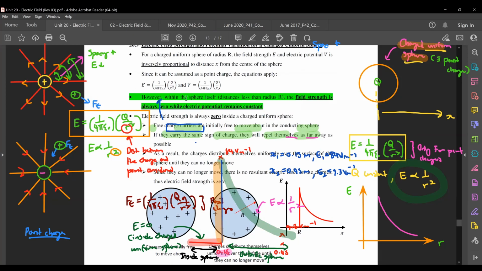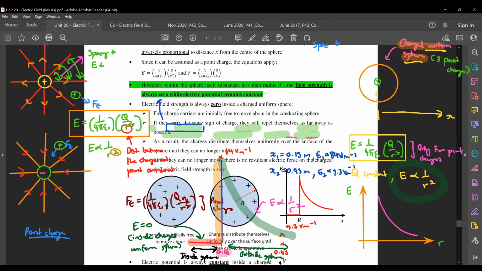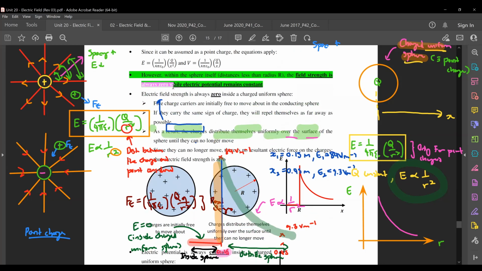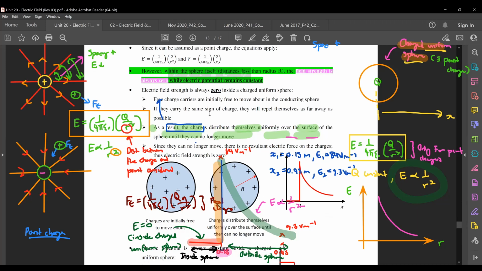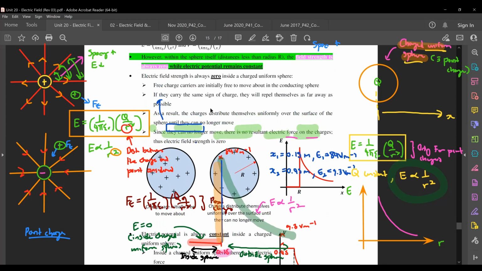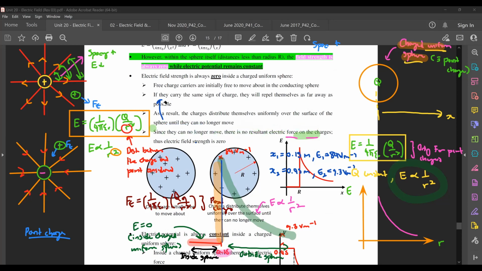All right. So you just look at the point that is highlighted in green here. I already did mention to you within the sphere itself, any distances less than your radius, your field strength is always going to be 0. Okay. Now, electric potential remaining constant here, this one we'll leave it for another time. Just focus on the part where they tell you that field strength is 0. So you will be required to explain why field strength inside a charged uniform sphere is 0. The explanation is actually under these bullet points below here. Okay. Now you need to consider this one first.